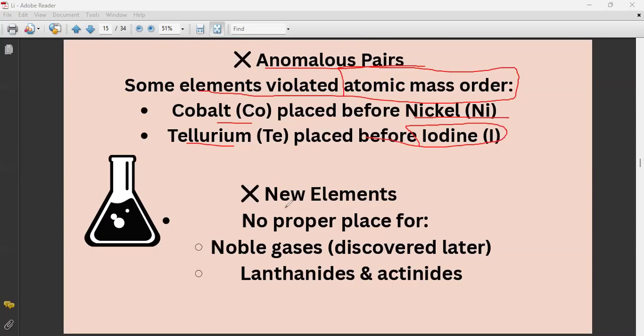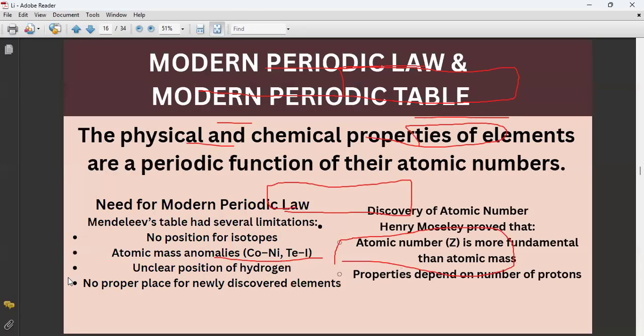Similarly, he left certain gaps for new, undiscovered elements, but he didn't place properly the noble gases, which were discovered sometime later. And in the periodic table, we have a different place for the lanthanides and actinides, which Mendeleev's periodic table hadn't shown. Okay, so these were some demerits of the Mendeleev periodic table. I hope it's clear.